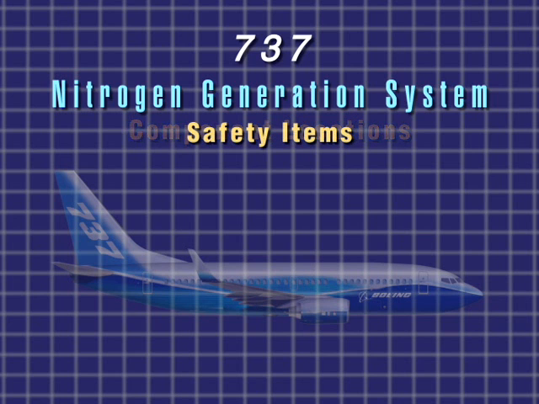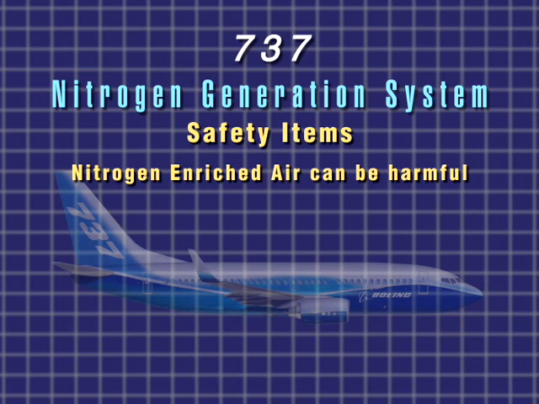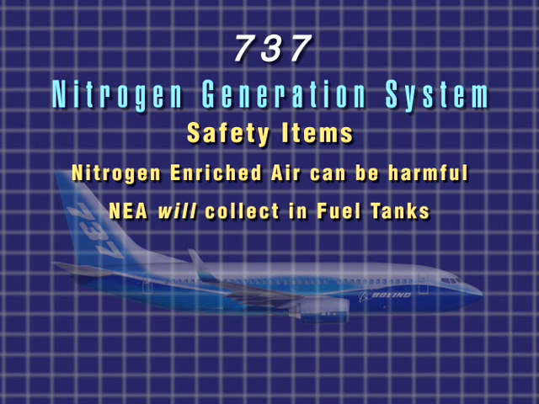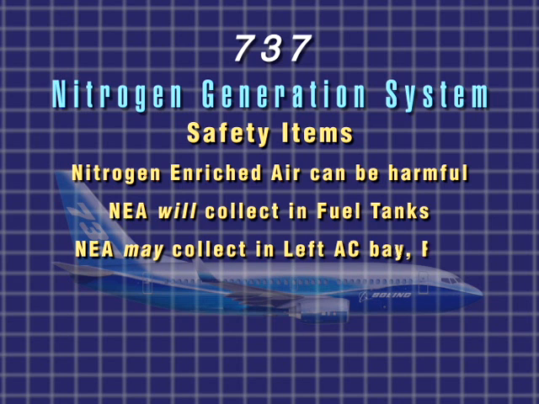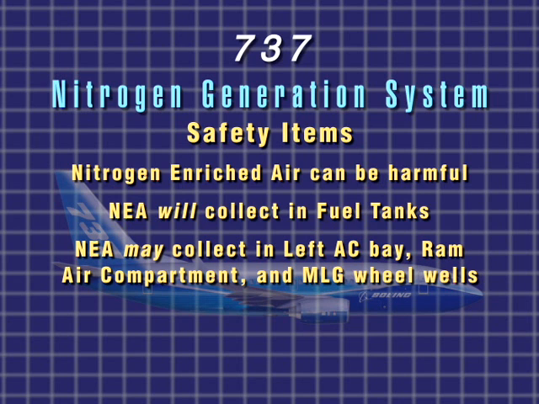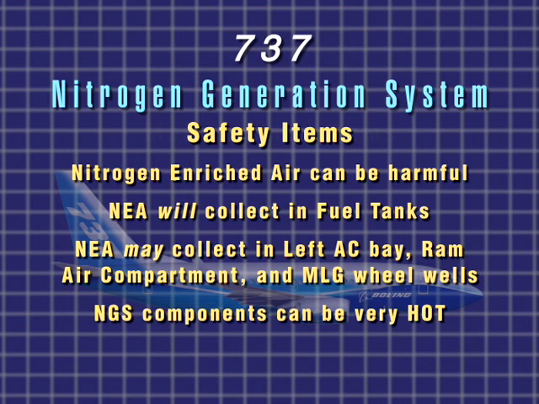Next, we learned about safety and the NGS. Remember, breathing nitrogen-enriched air can be harmful or even fatal because it does not contain enough oxygen. NEA will collect in the fuel tanks as a part of normal operation and might collect in the left AC bay, the ram air compartment, and the main landing gear wheel wells under certain failure conditions. Also, the NGS components become very hot during operation. Be careful to take all required safety precautions.